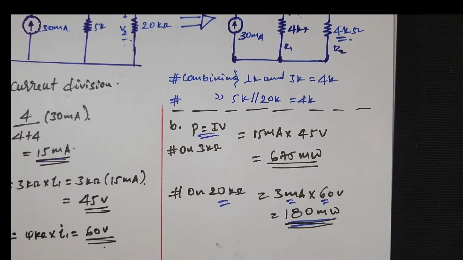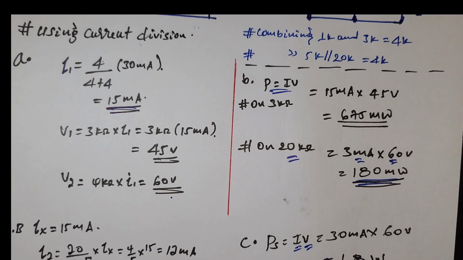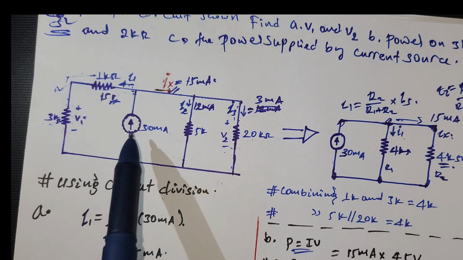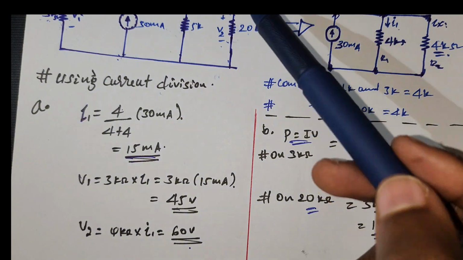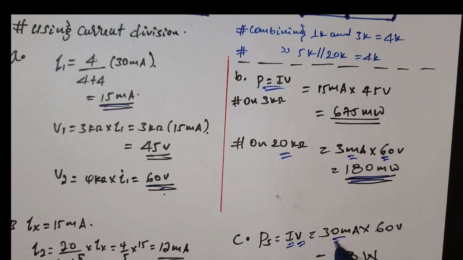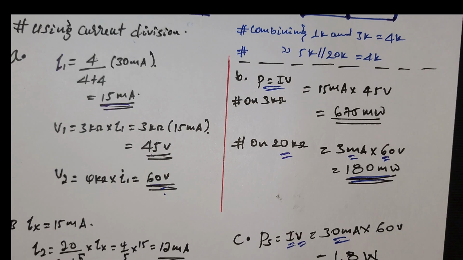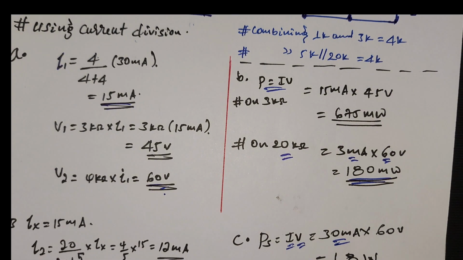So the power on the source is P source, I times V. The voltage across the node is the same for the four branches, which is 60 volt. 60 volt times 30 milliampere is equal to 1.8 watt. So this is simply how we can calculate.